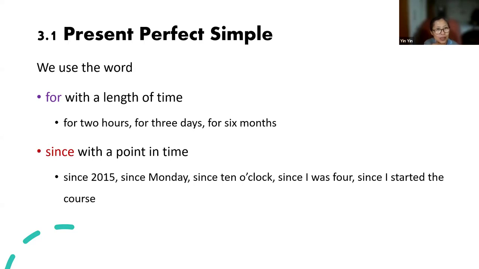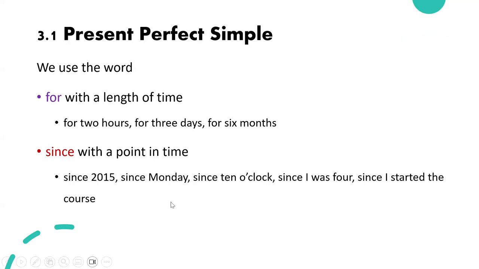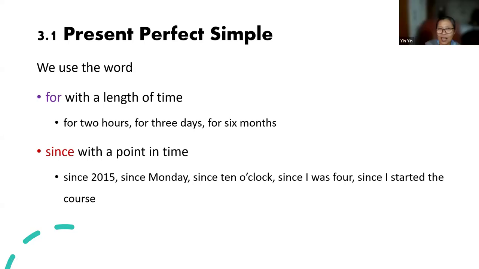Since is used with a point in time. Since Wednesday, I've been sick and coughing a lot. So since Monday, since 10 o'clock, since I was 4, since I started the course.